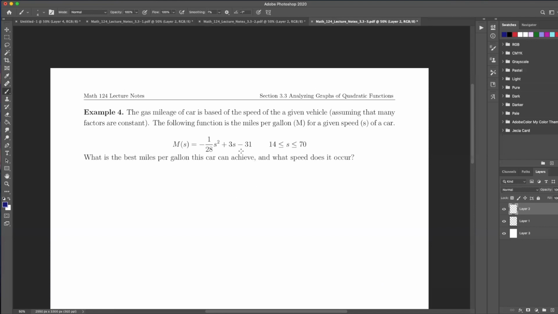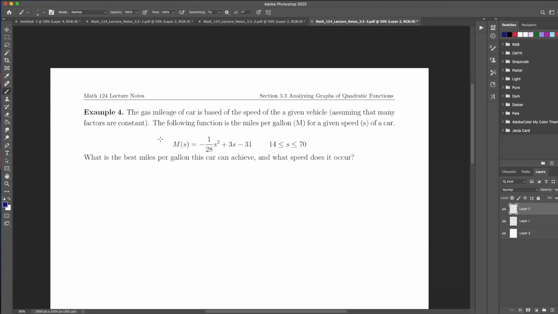All right, so gas mileage of a car is based on the speed of a given vehicle, assuming many factors are constant, right? So I'm going to assume the weight of the car is constant. Like, you don't all of a sudden just add like 10 people to the car because that matters for gas mileage. I'm going to assume the car is on an even road. I assume friction's constant. I assume the humidity is constant. It's just a whole bunch of things.